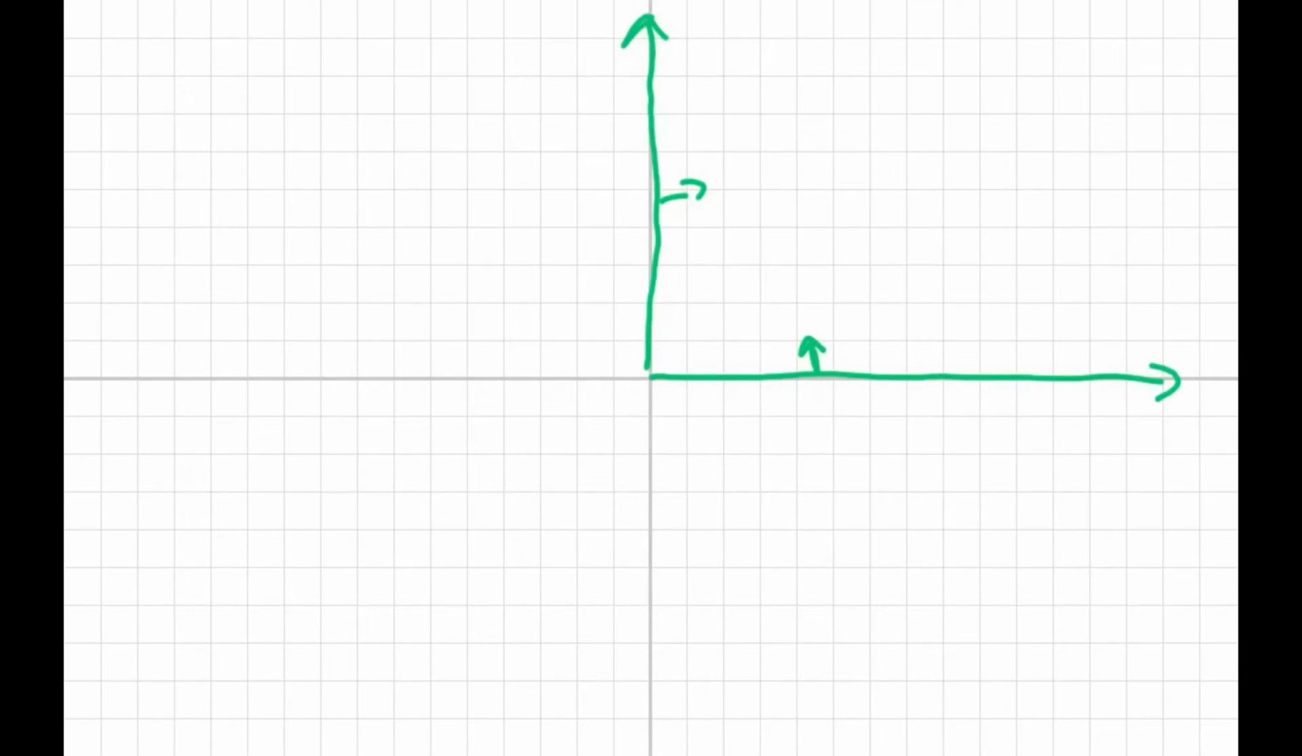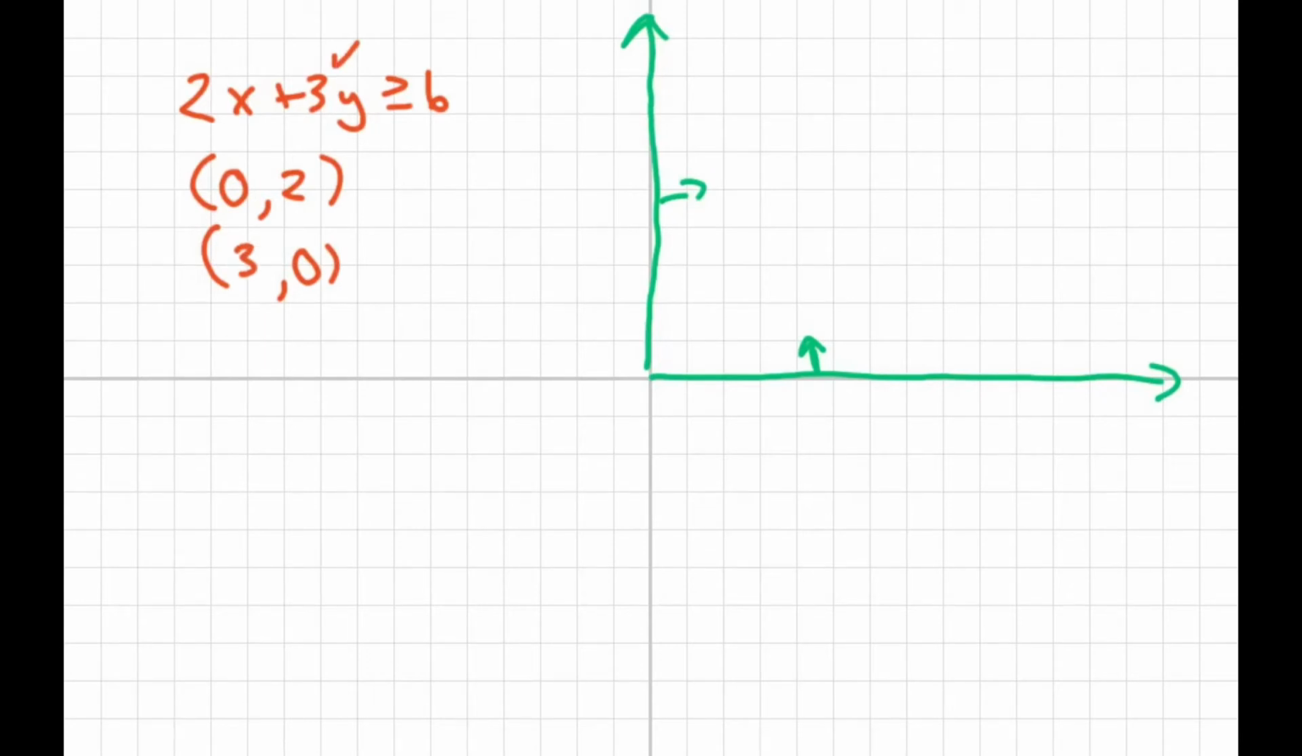So we also have 2x plus 3y is greater than or equal to 6. I'm going to use x and y intercepts. When x is 0, I solve for y, and I get 2. And when y is 0, this goes away, so I solve for x, and I get 3. So I'm going to plot those two points. My y-intercept is 2. My x-intercept is 3. So here we go. Something like that.